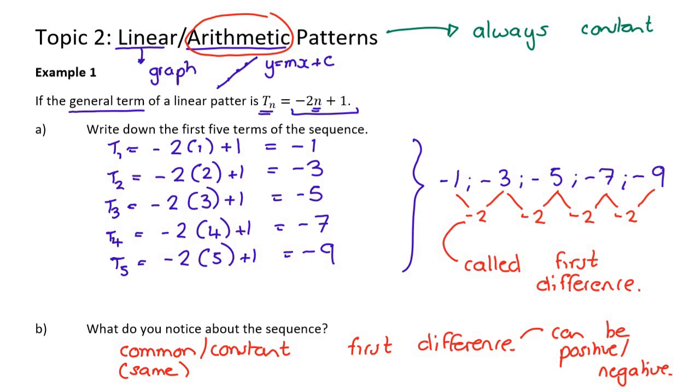Always has a constant first difference. So the most important thing in any patterns question is to figure out what pattern you are working with. And so if you're working with a linear pattern, you'll see this constant first difference. Now just so you notice, do we see the coefficient of n is negative 2? And my first difference is negative 2.